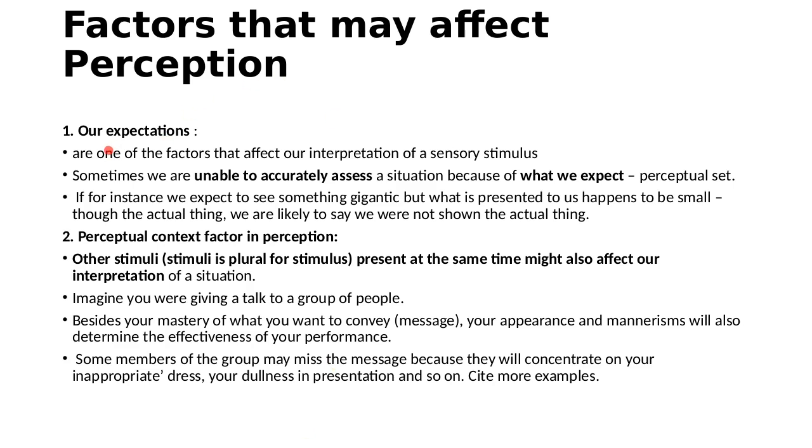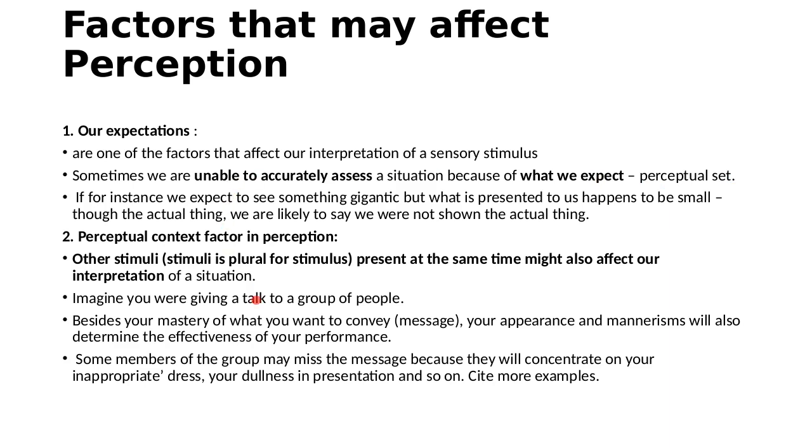How someone normally perceives things depends on different factors. So the first factor is our expectations. And this is one of the factors that normally affect our interpretation of a sensory stimulus or stimuli. Some people are unable to accurately assess a situation because of what we expect. What you expected of someone, or of a situation or an event, can really affect how you perceive that situation, event or person.